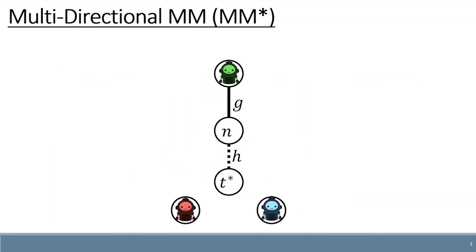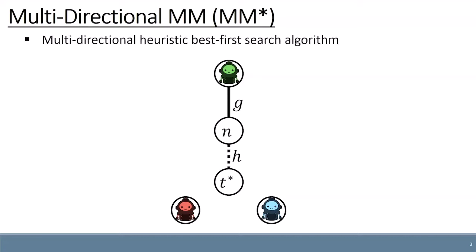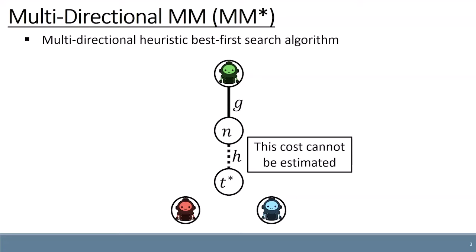To find the optimal meeting location for either sum of cost or Makespan, we introduce MMSTAR. MMSTAR is a multi-directional heuristic best first search algorithm. While in classic heuristic search, the heuristic function estimates the cost to the goal location, here, we cannot estimate this cost as we do not know where the optimal meeting location is.